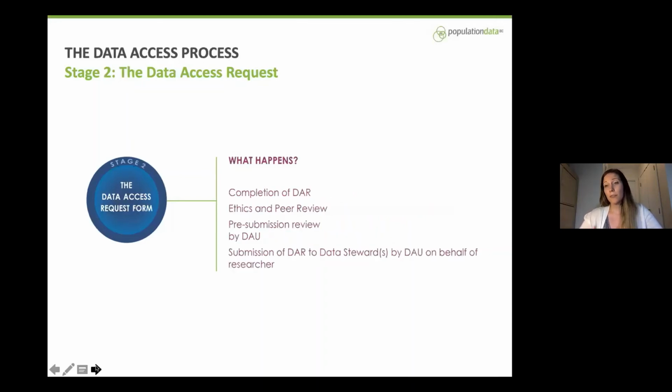After you go through some of those preliminary steps, you'll actually fill out the data access request form. You'll do that on our DAR Online platform. This includes various pieces of information, from identifying information about your study, methodology, your research team, ethics, peer review, funding, how you're going to store the data, and how you're going to analyze the data. This is a really complete picture of your project that will be reviewed by data stewards. You'll work with the data access unit at PopData to complete that application, so that it is complete once it goes to data stewards.